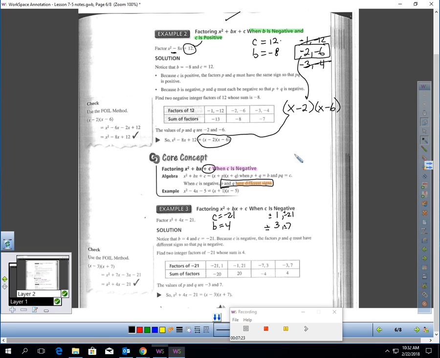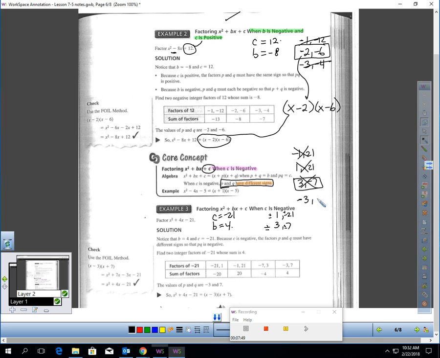Would negative 1 and 21 add up to 4? Nope. What about 1 and negative 21? Well, that doesn't add up to 4 either. What about 3 and negative 7? Oh, we're getting closer. Those two add up to negative 4, but I want positive 4.